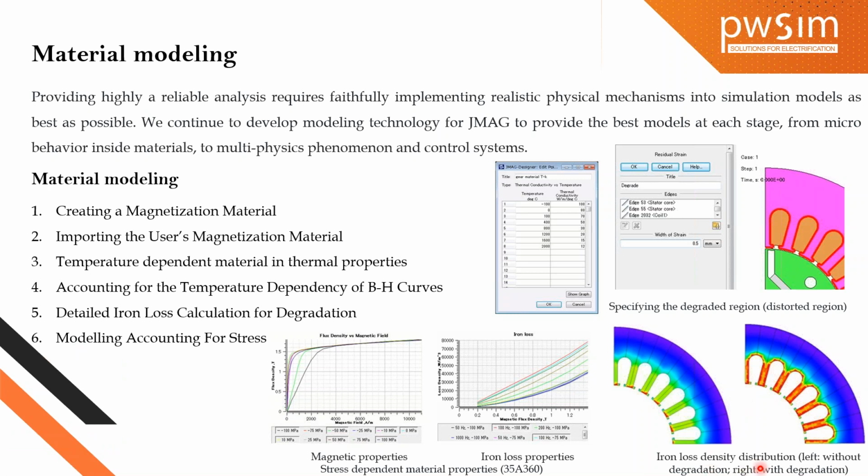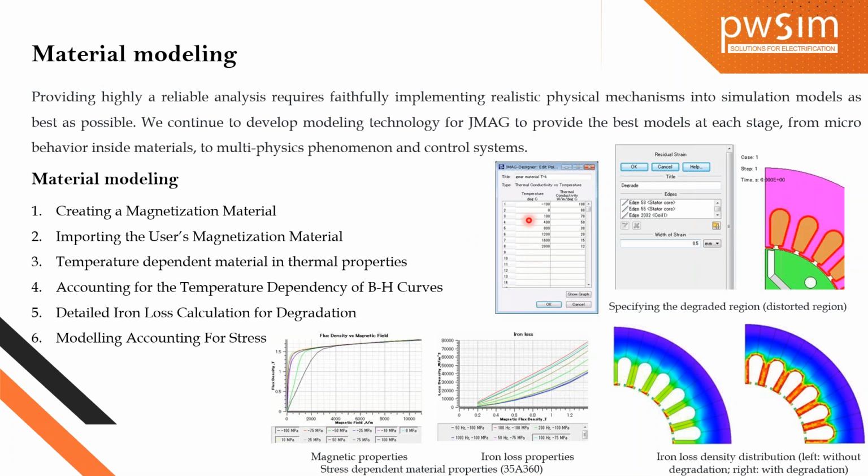So in this figure, you can see the iron loss density distribution. The left is without degradation and the right is with degradation. On the teeth, because of the higher degradation of the lamination, the iron loss effect can be calculated by using the loss model function in JMAG.